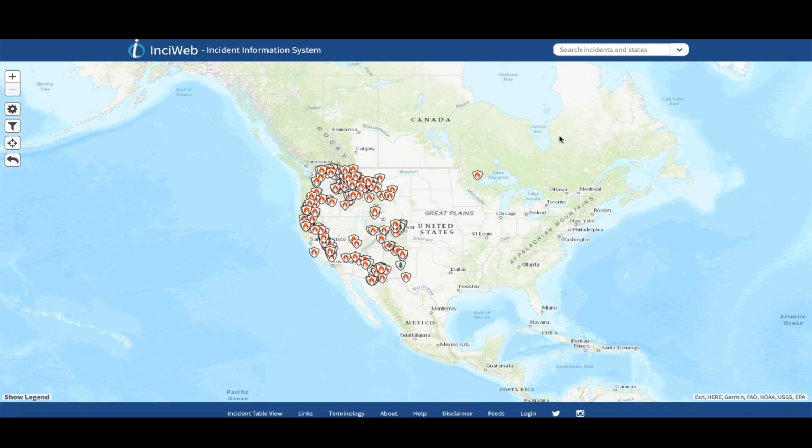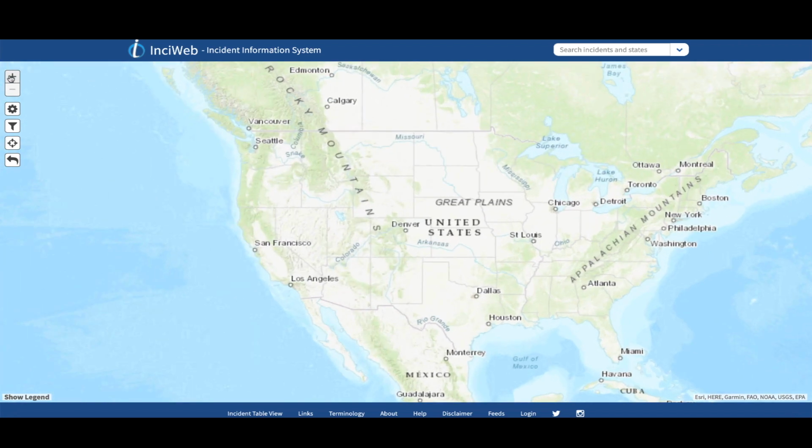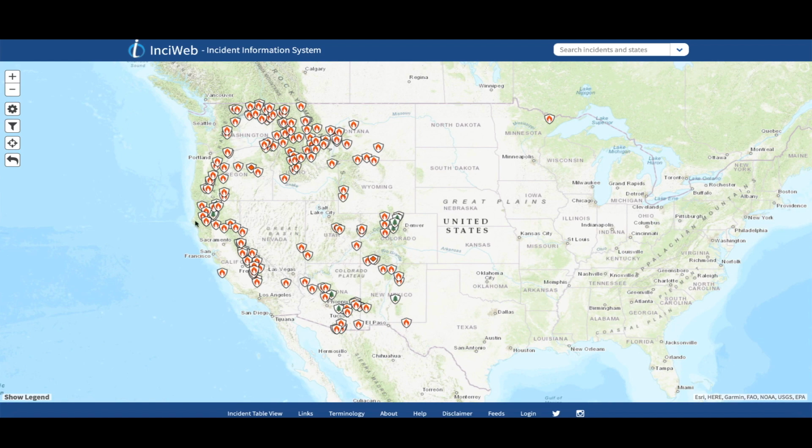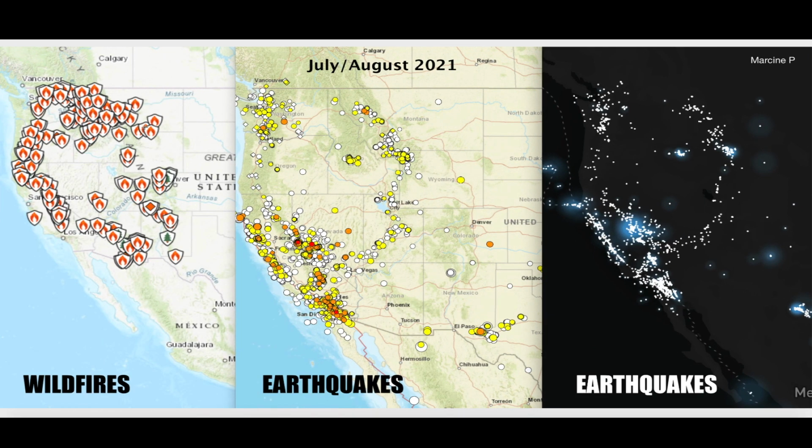Now coming over here to InciWeb, these are the current ongoing wildfires in the western United States. See a pattern? They too are forming what looks like a large circle out here in the western half of the United States. Here's the wildfires on the left, earthquakes in the center, earthquakes over here on the right. They look almost identical. And these are in the last 30 days, and you've got these wildfires over here that seem to be following the same pattern as the earthquakes. That is one strange coincidence, guys.